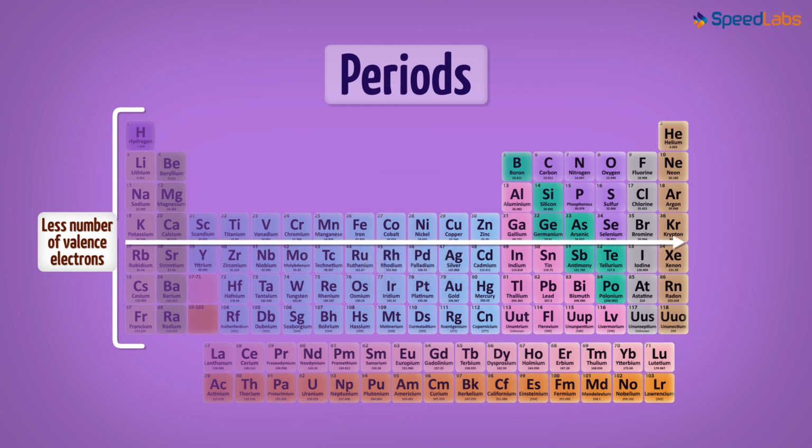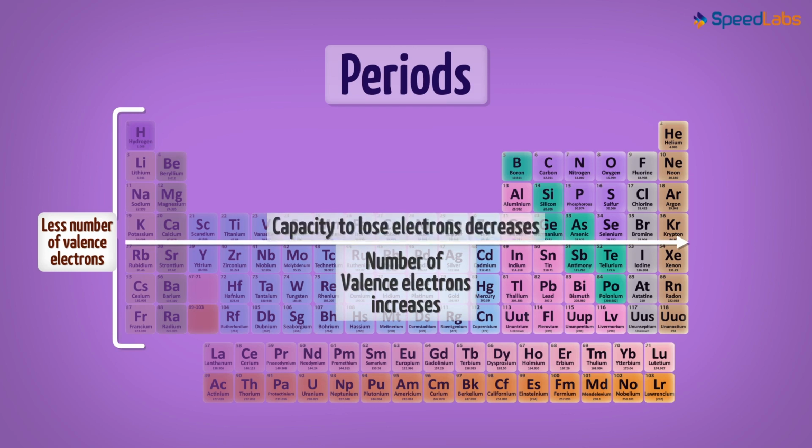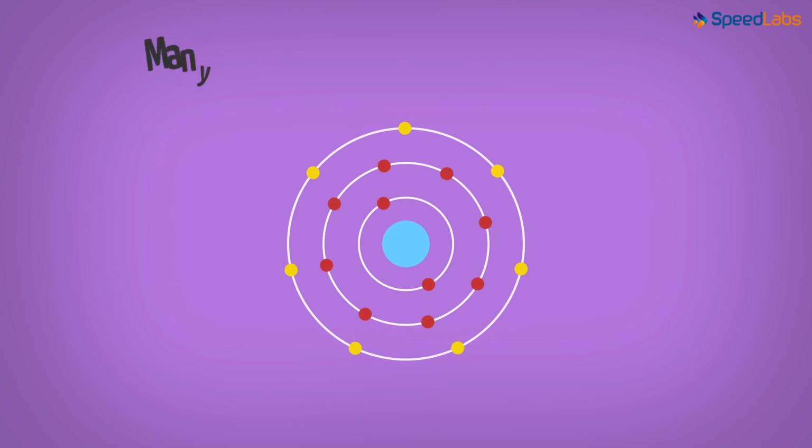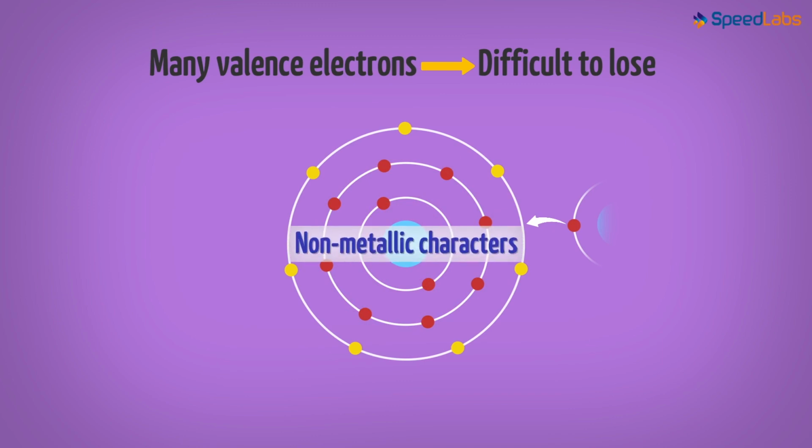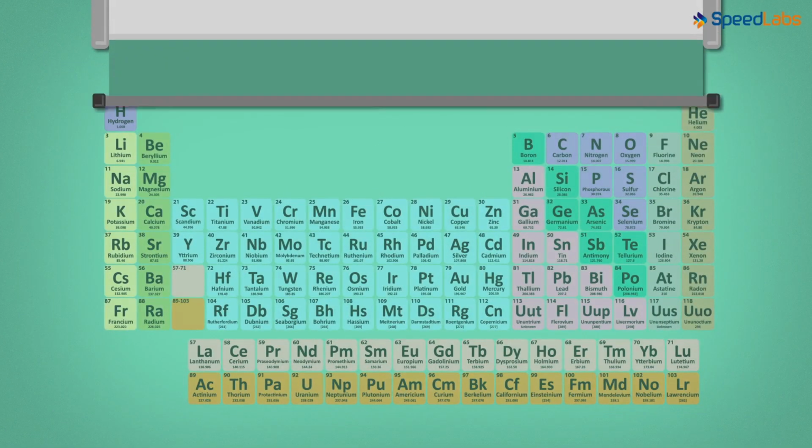As we move towards the right, the number of valence electrons increases. So the capacity to lose electrons will also decrease. When electrons are more in number, then losing them becomes difficult. The tendency to gain electrons increases as it's comparatively easier. Also, the valence shell now has more electrons and hence the nucleus applies more force of attraction. As a result, the tendency to lose electrons further weakens, which is why we can say that these elements show non-metallic characters. Let us draw a simplified table for understanding what we just learned.